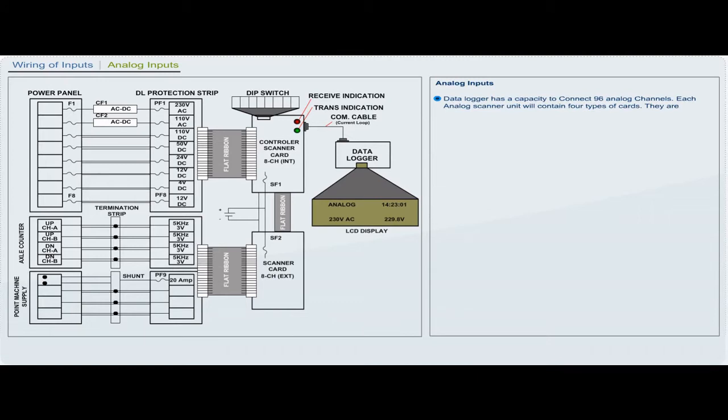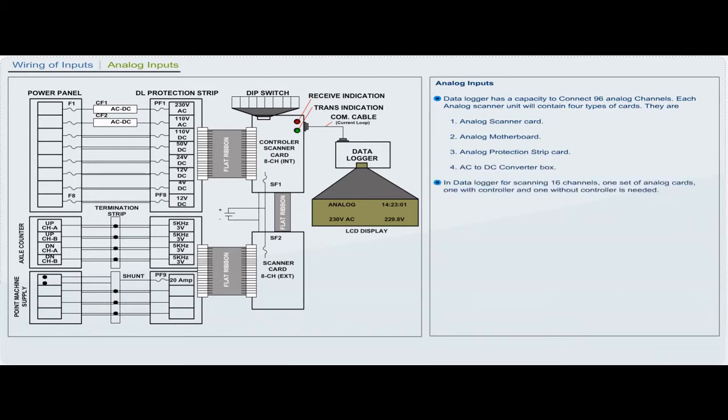Each analog scanner unit will contain 4 types of cards. They are analog scanner card, analog motherboard, analog protection strip card, AC to DC converter box. In data logger, for scanning 16 channels, 1 set of analog cards, 1 with controller and 1 without controller is needed. For 32 analog channels, 2 sets of analog cards will be needed.